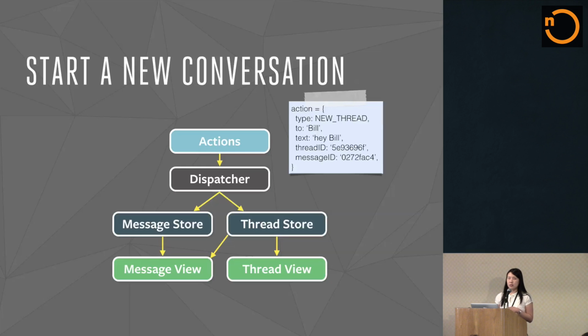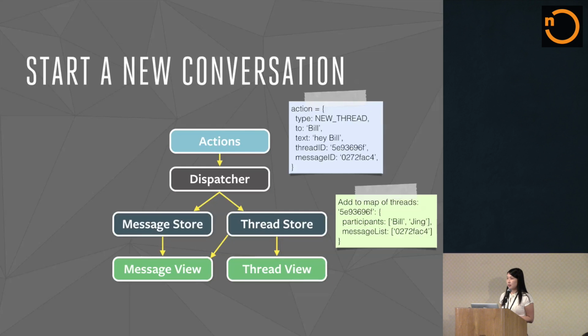So the thread store internally has a map of threads right now, from the thread ID to an object with some metadata in it. So here, in this case, the thread store would look at that action with all of the metadata in it and infer a couple of fields from it for the new thread that it's creating. So we know this 5E93696F thread has a couple of features. It has a participant list consisting of Bill and me, since I'm the viewer. And then we know that the first message on that list is going to be the temporary message ID that we created.